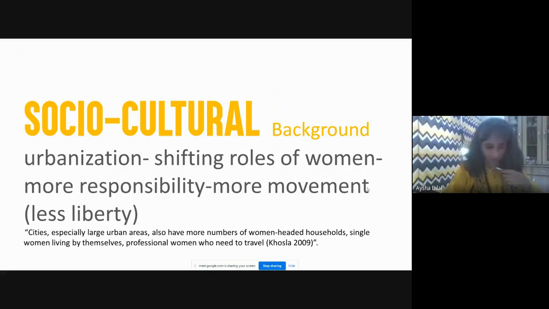They are seen present in public spaces more often now than before. Cities, especially larger urban areas, also have a greater number of women-headed households, single women living by themselves, and professional women who need to travel. So when more responsibility comes, it comes with more movement out and about. But later we can see that women are given less liberty for all these responsibilities.